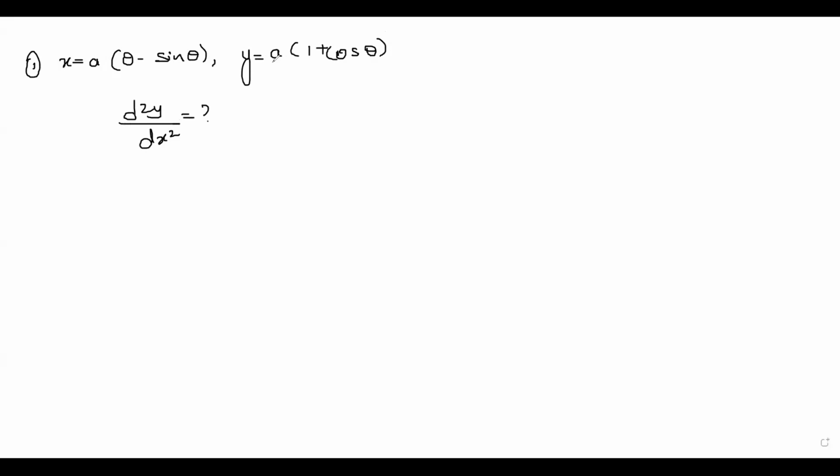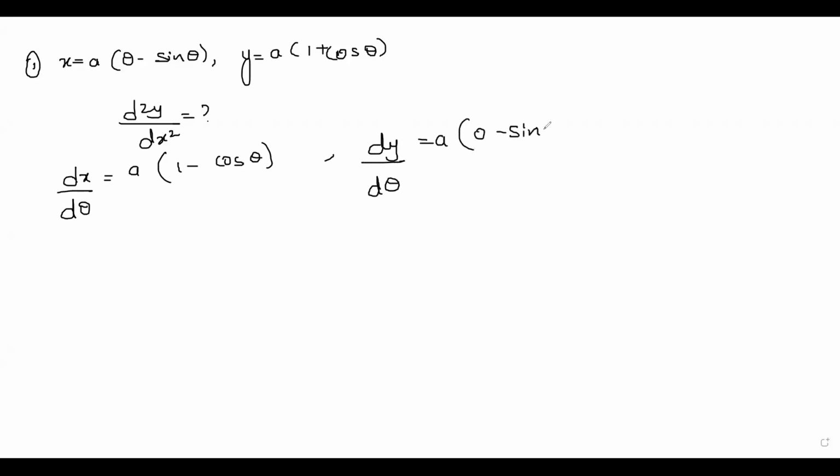Most of the students have done this question incorrectly. Please check here. First of all, you need to differentiate this with respect to theta. So here you will get dx by d theta equal to a (1 minus cos theta). Then you will find dy by d theta, which is equal to a (0 minus sine theta), that is, minus a sine theta.